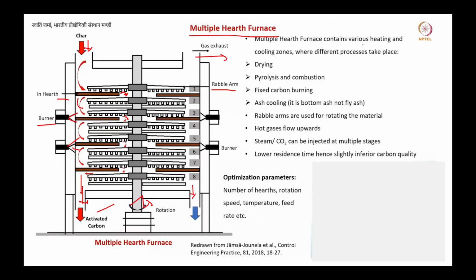The multiple hearth furnace contains various heating and cooling zones where different processes take place. The first one is drying, then pyrolysis and combustion, fixed carbon burning and ash cooling, and the hot gas flows upwards.